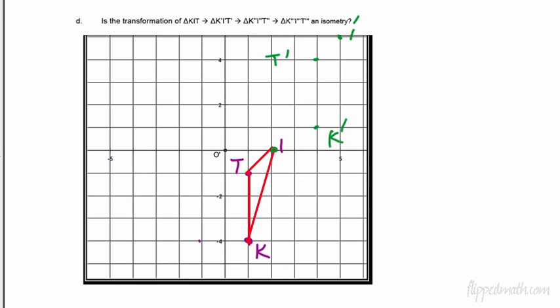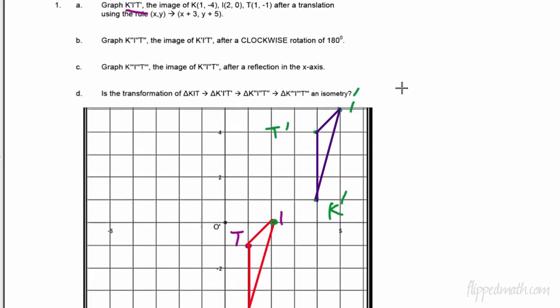K prime. So we're looking at here. Let's use a different color. It's the same exact shape, but it's been slid to the right 3 and up 5. So that will do part A.